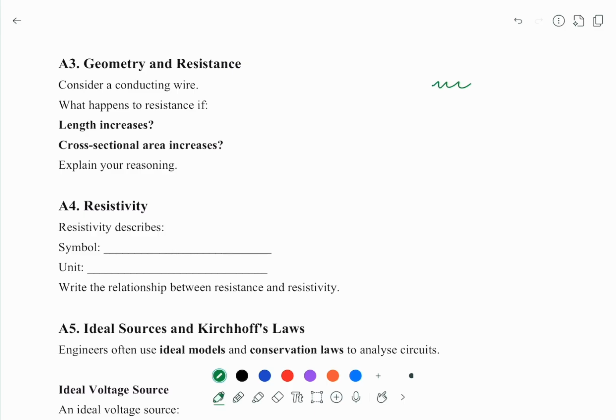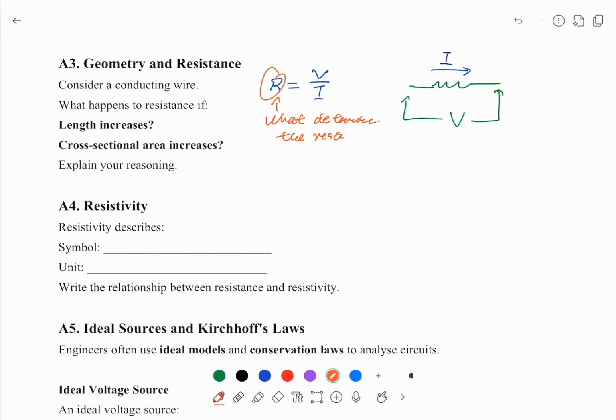Assume this is a resistor, and we know there's a potential difference V across the resistor, and we know the current passing through the resistor is I, so we can say the resistance R is equal to V over I. But the question is, what determines the resistance? If a circuit requires a certain resistance, how can we make this specific resistor?